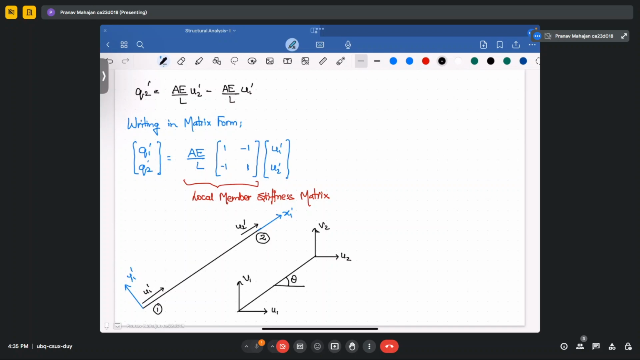Then how can you relate u1 dash with u1 and v1? We can write it like this: u1 dash is equal to u1 cos theta plus v1 sin theta. Similarly, you can write u2 dash as u2 cos theta plus v2 sin theta.